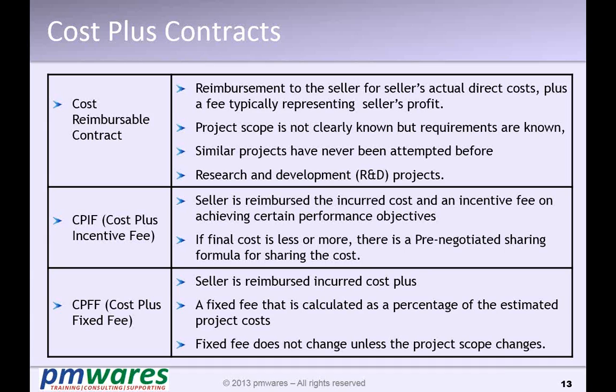Now there is another thing in this also. There is an incentive fee. You can define a specific performance: okay, this is the target, if you achieve this, we will give you this kind of money. Or the incentive could be non-monetary also, to align the vendor with your objectives. So cost reimbursement plus incentive fee. Whatever cost is incurred, we will reimburse it, plus we will give you a fee, plus there is an incentive fee. Now another thing is cost plus fixed fee.